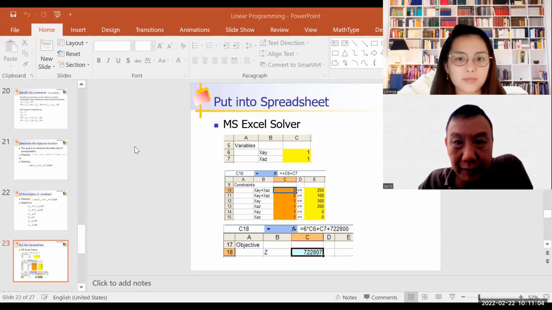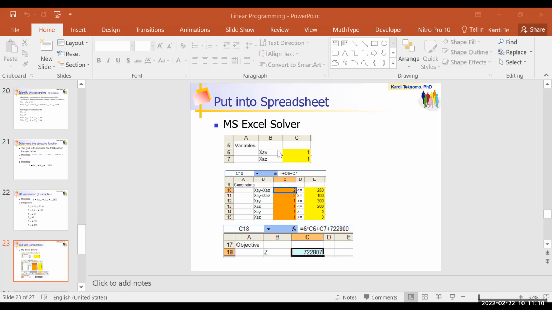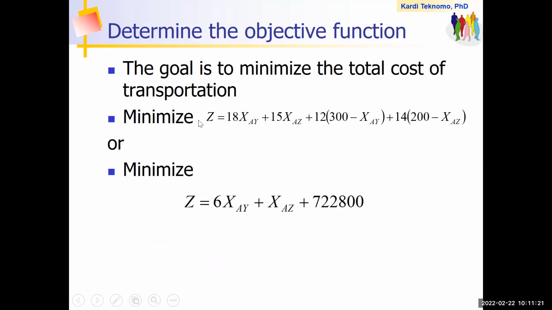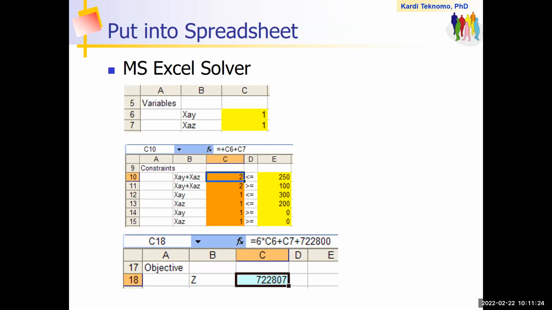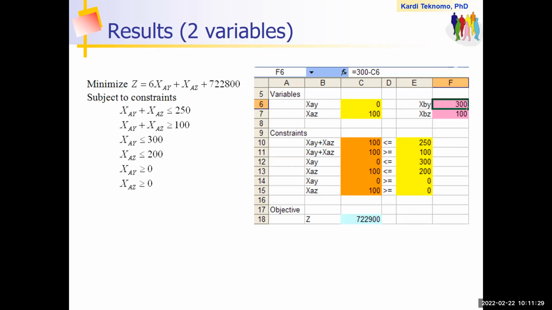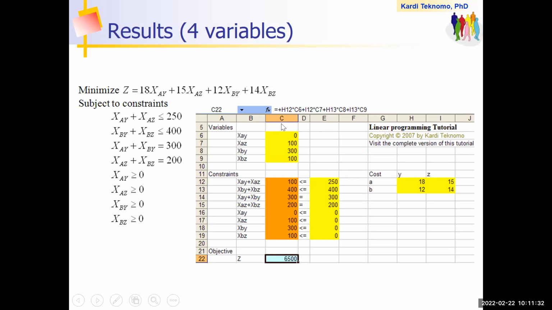Okay, so I will share my screen on how you would put that into Excel. Can you see my screen now? First you create the variables. Here I want to use only two variables. Wait, here, these are the four variables, right?